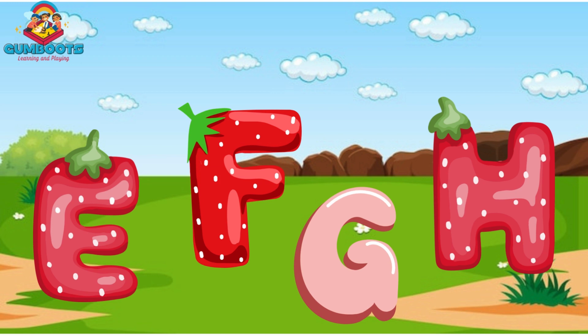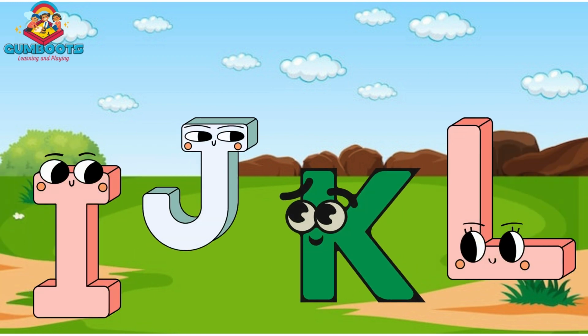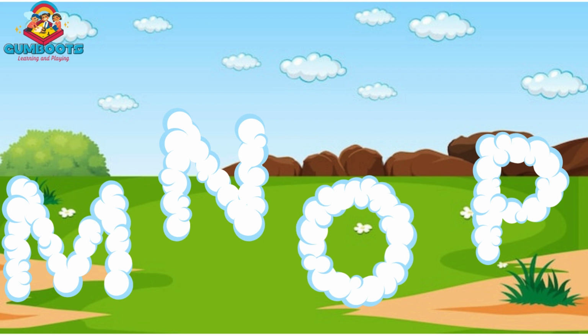There is I. I says ice cream. There is J. J says juice. There is K. K says kangaroo. There is L. L says lion. There is M. M says mango. There is N. N says nest. There is O. O says owl.